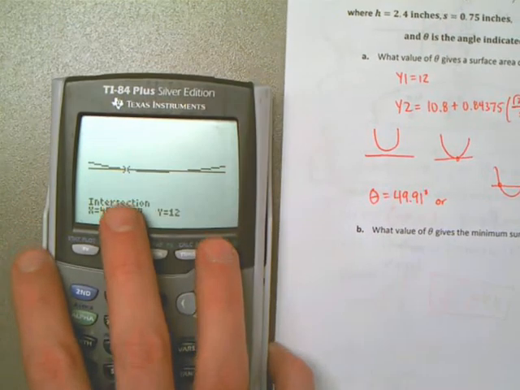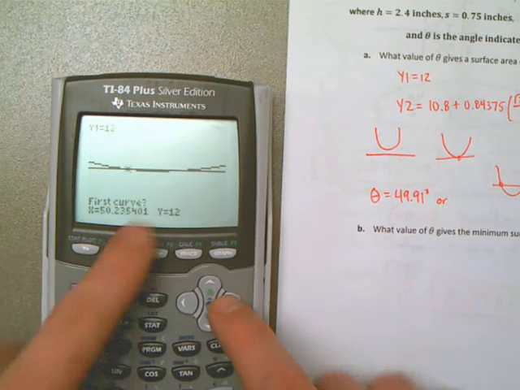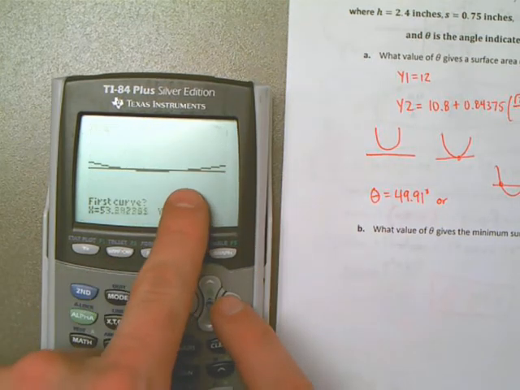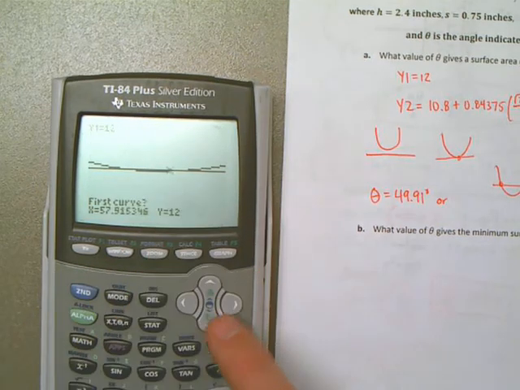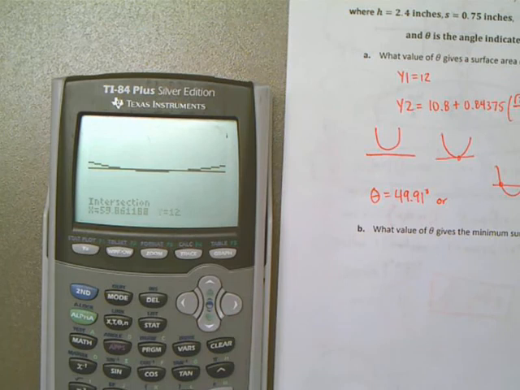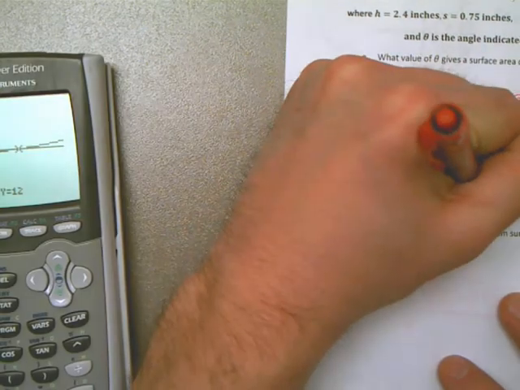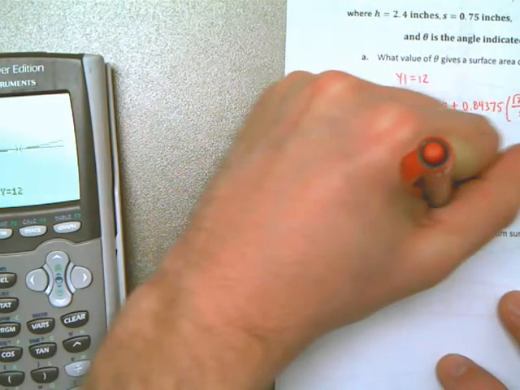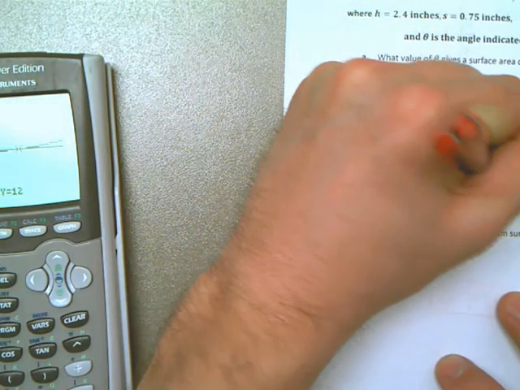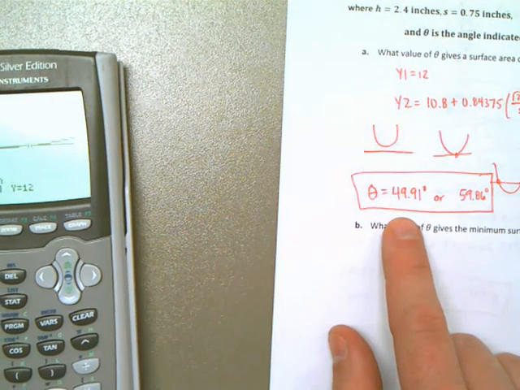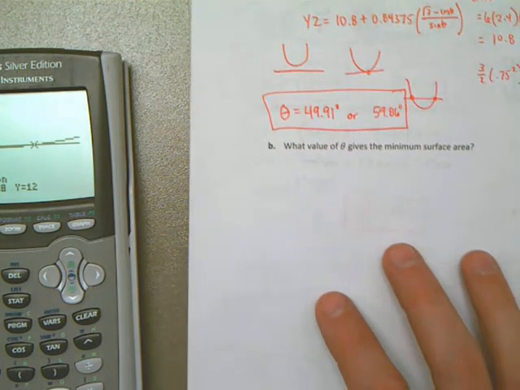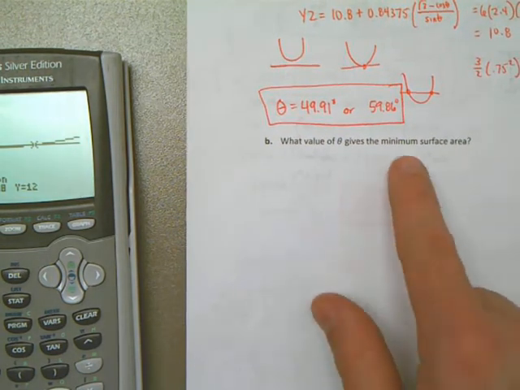Or the second solution is going to be farther to the right, so I'm going to do second calc intersect again. I'm going to go to the right over here somewhere. I'm going to hit enter, enter, enter. 59.86 degrees is also a solution. So there are two values of theta that will give us a surface area of exactly 12. Those are the two angles.